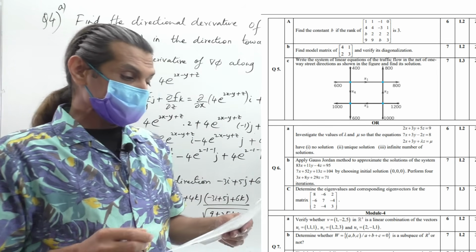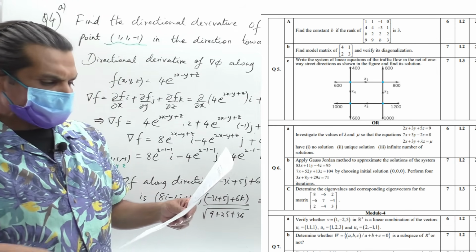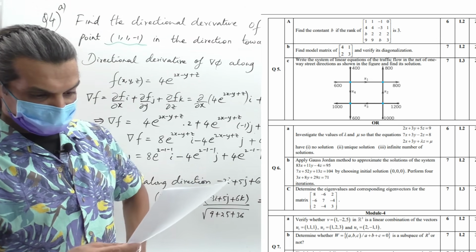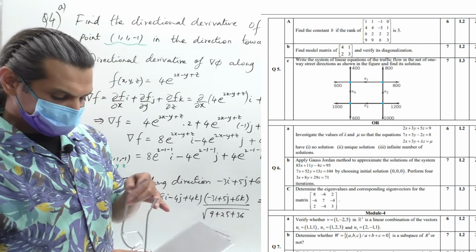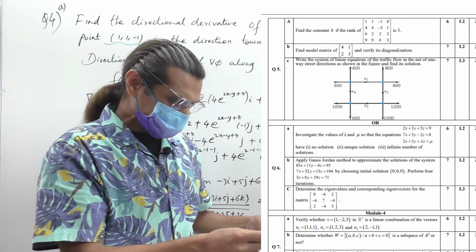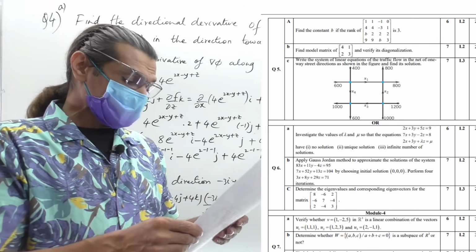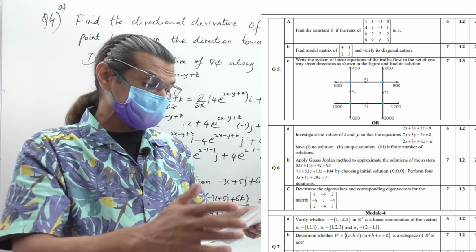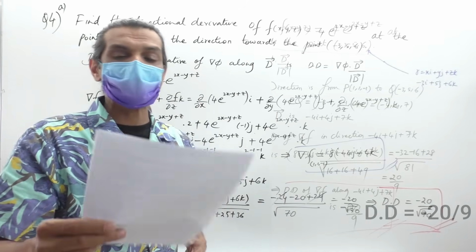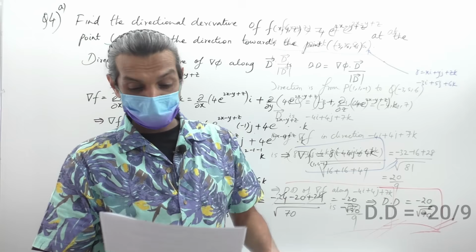Investigate the values of lambda and mu so that the equations 2x plus 3y plus 5z is equal to 9, 7x plus 3y minus 2z is equal to 8 and 2x plus 3y plus lambda z is equal to mu have no solution, unique solution and infinite number of solution. A question carrying 6 marks, compulsory question. They may repeat this question for sure. Please don't miss the question.